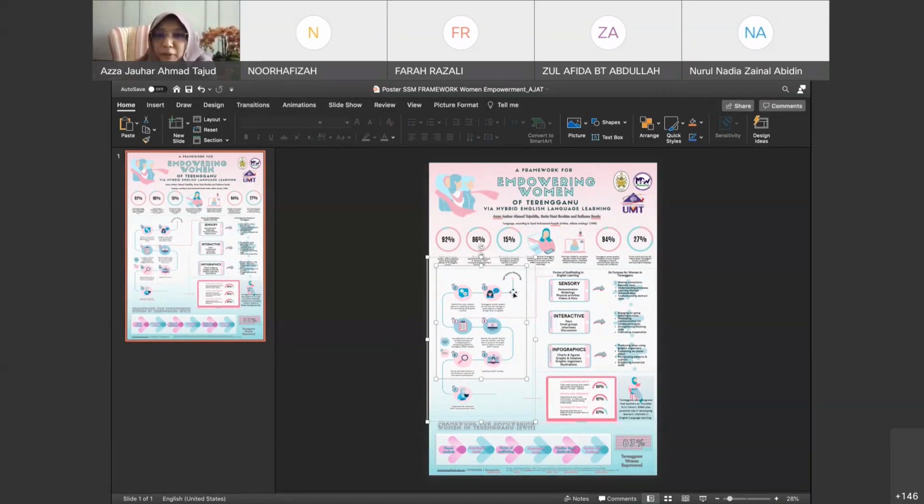Dia nak apa? Dia nak problem. Saya dah letak semua problem. Inilah problem yang diletakkan. So kalau orang nak baca, oh ada problem, hanya 92% je yang ada. So ada problem. So this is my methodology.